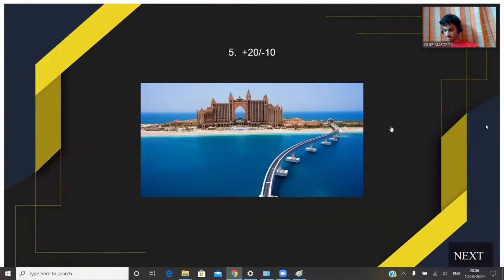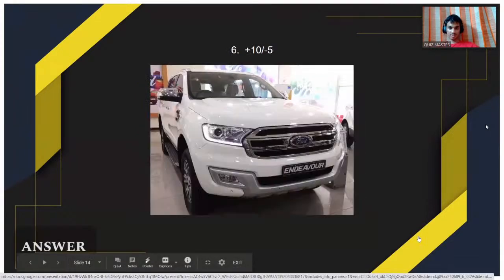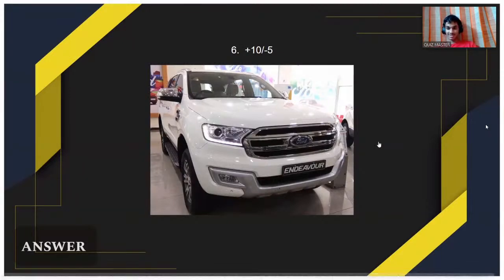Okay, moving on to the last image. The Ford car. This is the last image of this question. So guys, if you haven't guessed, now is your time. So far, teams 5, 2, 1 have answered this and got points accordingly. If you've answered wrong, you can answer again.